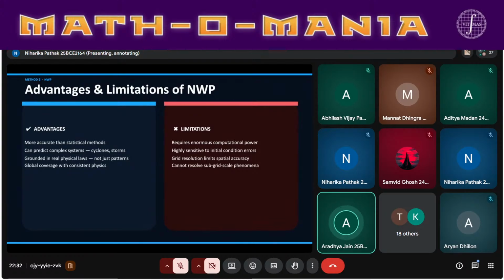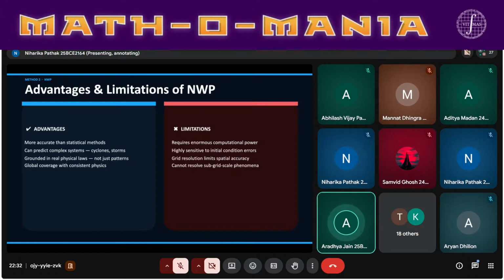Those are the limits, and it is highly sensitive to initial condition errors. As I talked about earlier, even a small change in each grid can result in a completely different answer. So that's a huge disadvantage of this method, and we will solve that later on. So buckle up, okay?